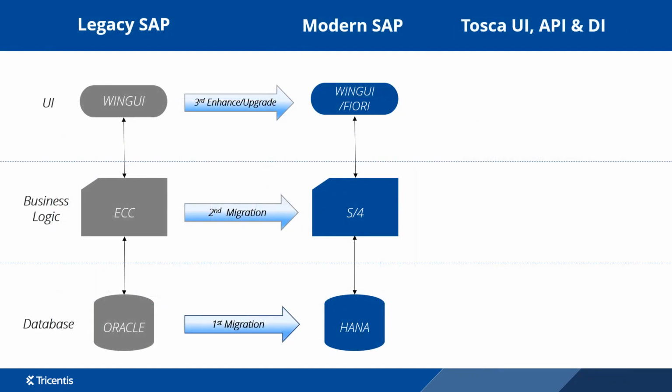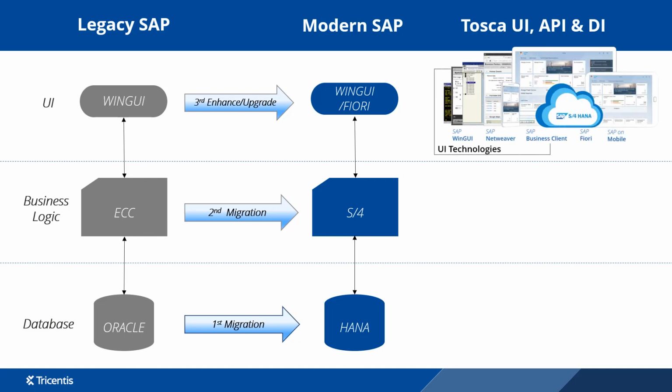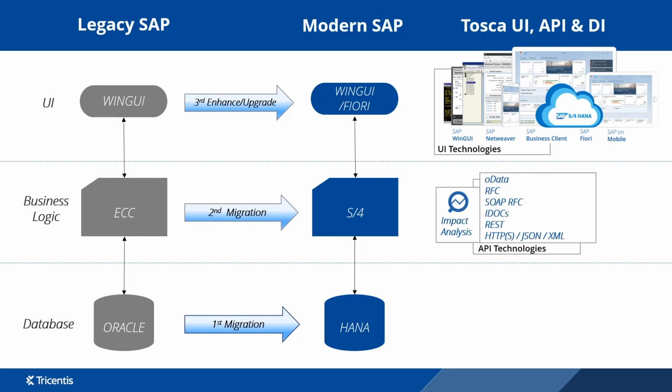When we look at the SAP migration, there are three main layers: database, business logic, and UI. Supporting over 160 technologies out of the box, Tricentis Tosca covers all SAP and non-SAP user interfaces for end-to-end automation. On the business logic layer, we leverage our impact analysis to focus on the most important tests and automate via API where possible.